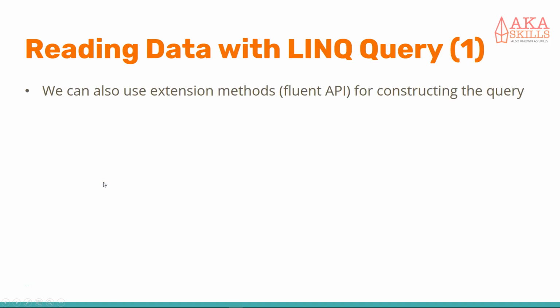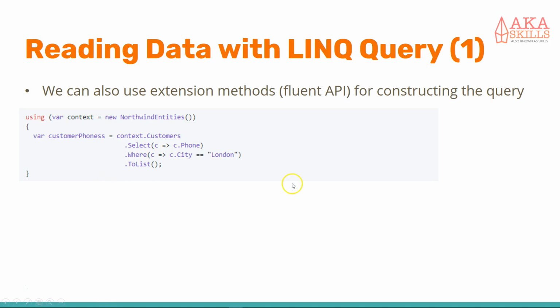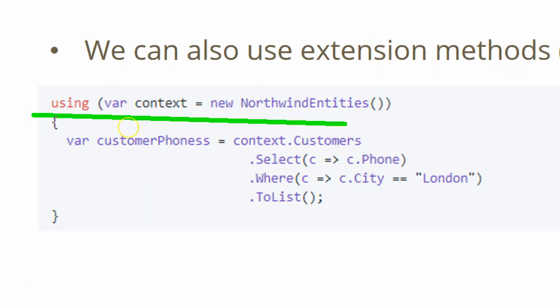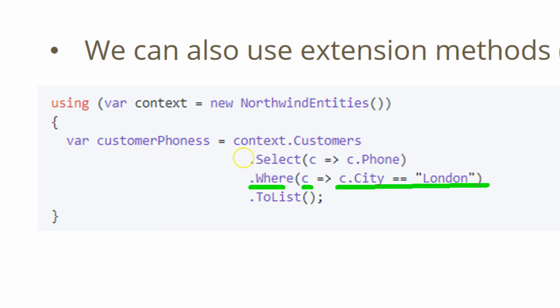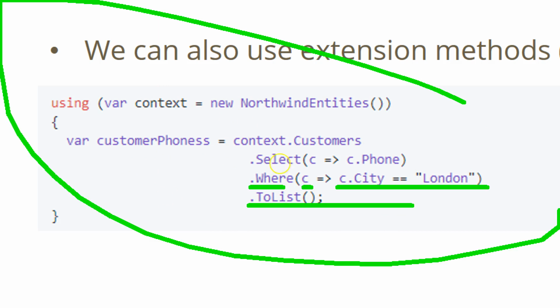Now we can also use extension methods, which is the Fluent API, fluent for constructing the query. So what we can say, again using context is equal to a new instance, but I can say var customerPhones is equal to context.Customers.Select. I would like to select only the phone of this customer. After that, I'm giving the condition Where, that's with lambda, customer goes to customer.City equals London, and I'm saying ToList.